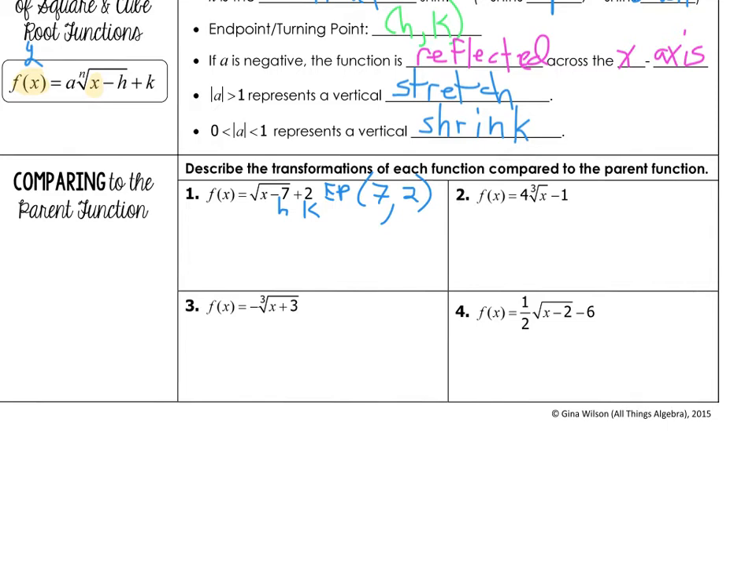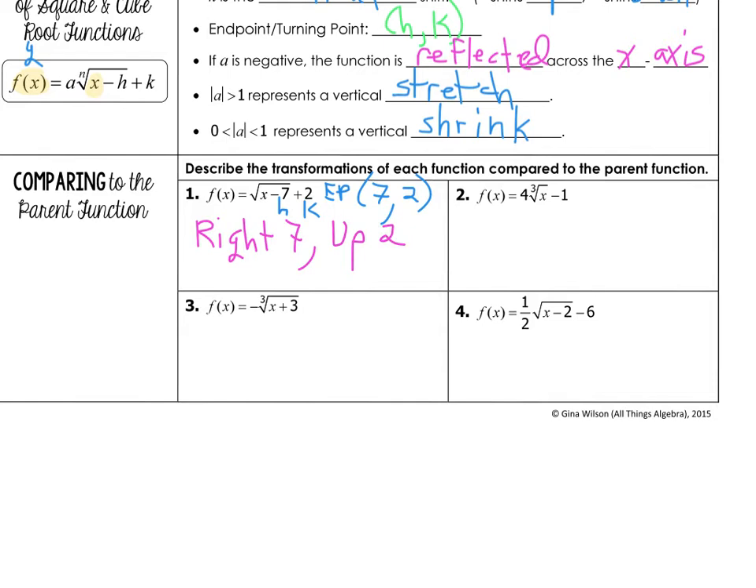Then I'm going to describe my transformation. I only see 2 things happening here. There's nothing out in front, so I don't have a reflection and I don't have a vertical stretch or a shrink. Inside the function, it looks like I should be going left 7, but remember inside the function is the opposite of what we think it's going to be. So instead of left 7, we're going to be going right 7. And then outside the function is a +2. Outside the function affects our y, so that's up and down, and it's exactly what we think it is. Since it's a +2, we're going to go up 2.